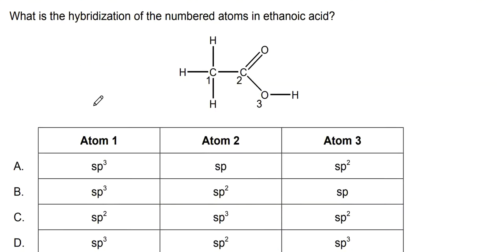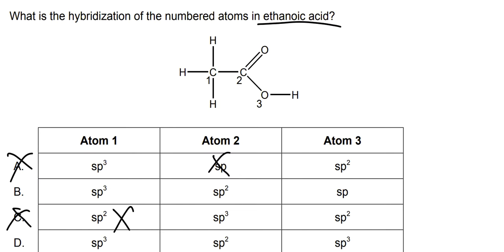What is the hybridization of the numbered atoms in the ethanoic acid? So here we have carbon bonded to 4 things, so that's sp3. We can eliminate that option. And we have carbon atom 2 bonded to 3 things, so that's sp2. We can eliminate that.